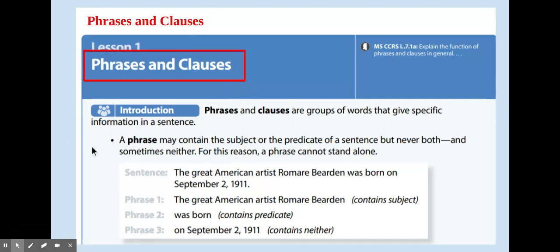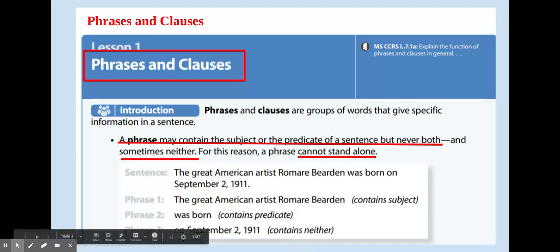Oh look, this is something we already wrote down. So a phrase may contain the subject or the predicate of a sentence, but never both, and sometimes neither. Make sure you are underlining what I underline. Good thing for us to remember. For this reason, a phrase cannot stand alone. And our example sentence it gives us is: The great American artist Romare Bearden was born on September 2nd, 1911.